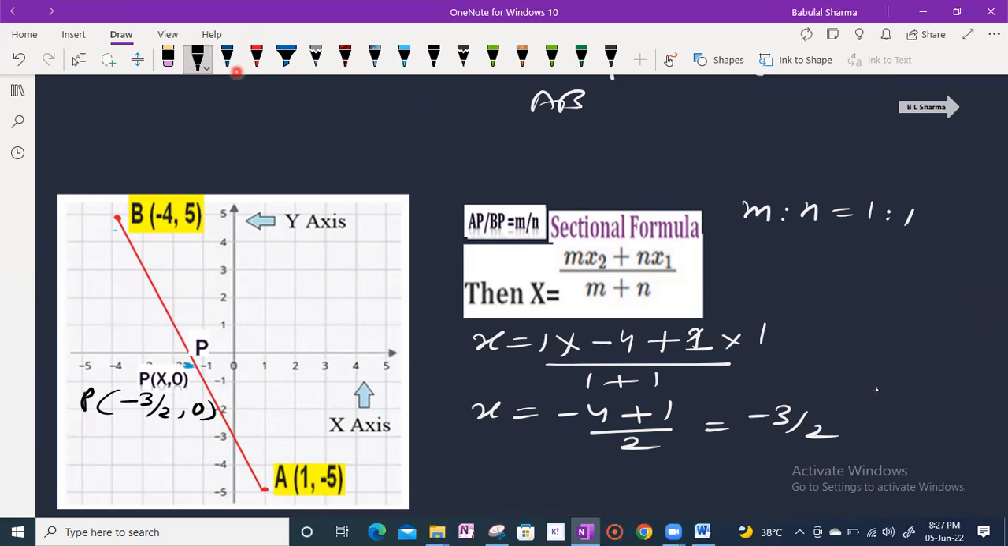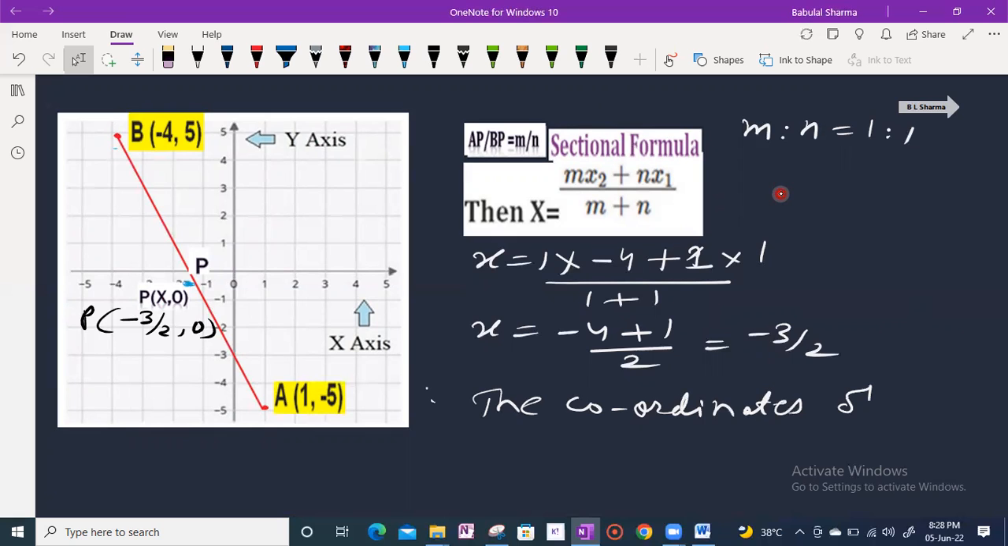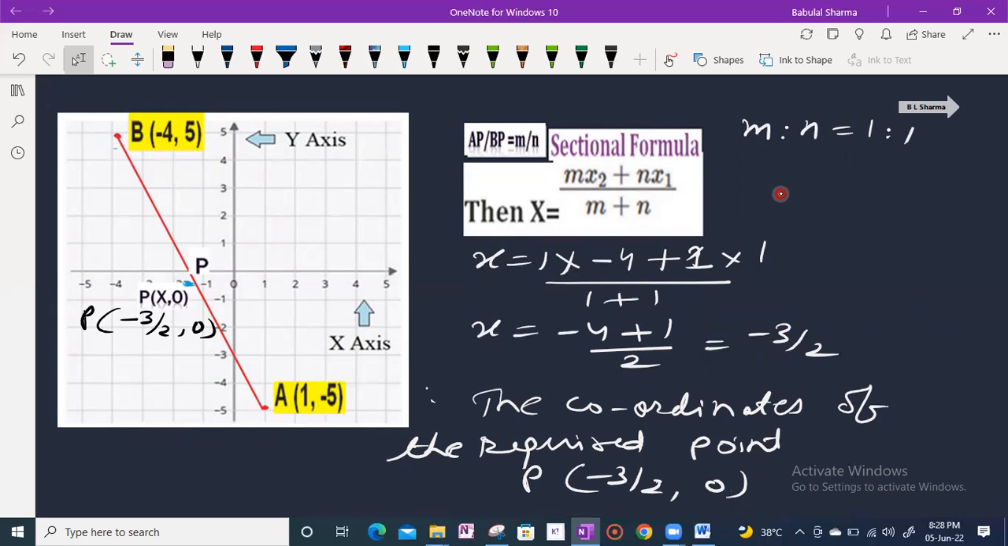So in last, we can write the answer. Therefore, the coordinates of the required point P is -3 by 2, 0. आंसर. ये जो पॉइंट P है, ये x एक्सिस पे लाई करेगा. उसका कोऑर्डिनेट हमें मिल रहा है -3 by 2, 0, and this is the answer of this question.